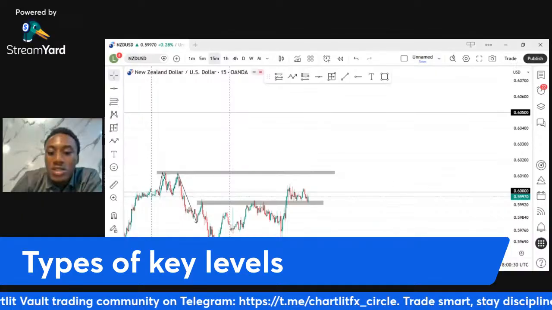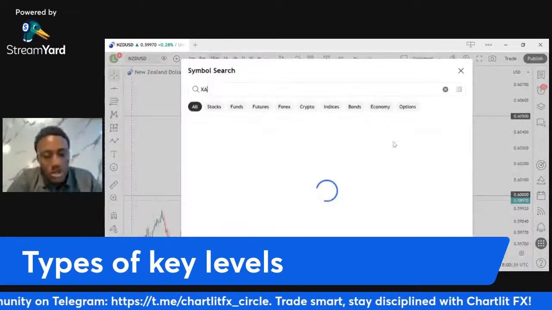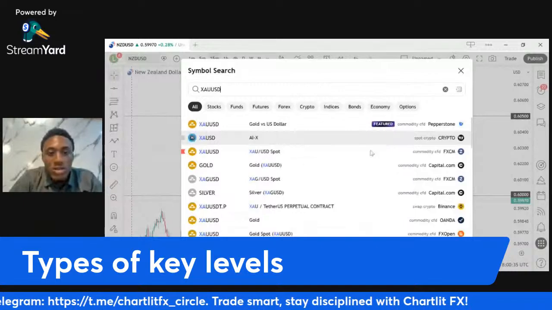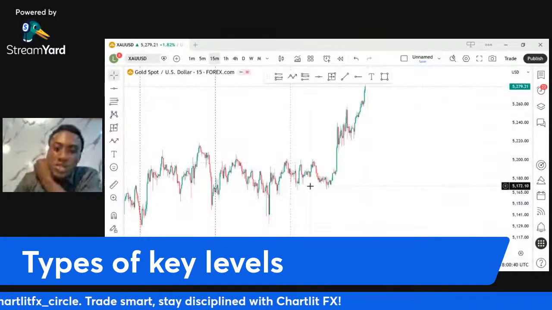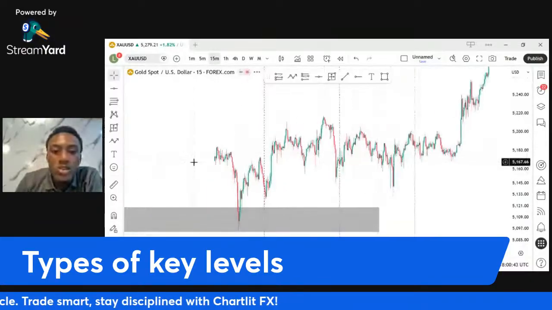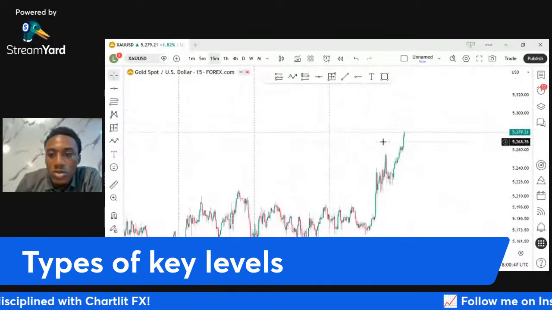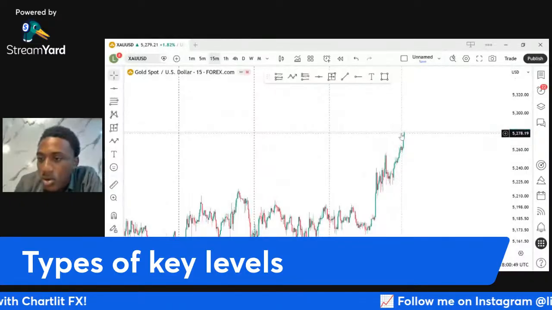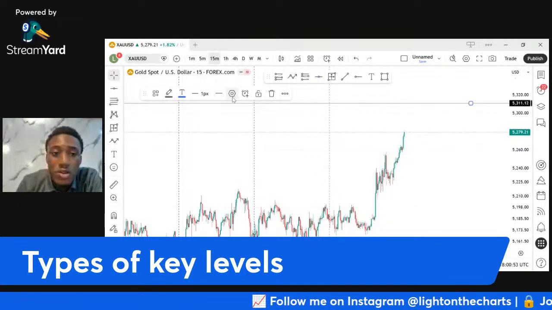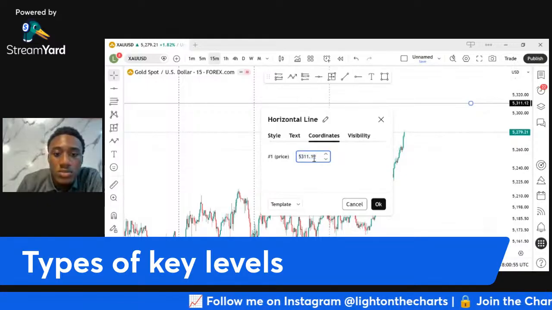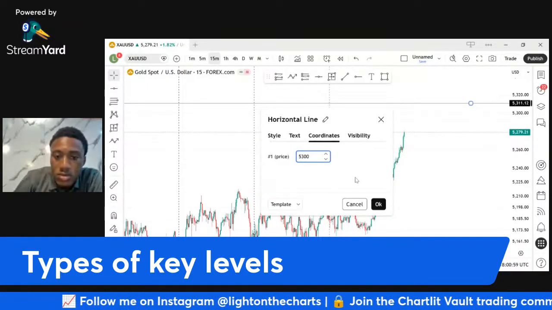Let's go to XAUSD, psychological levels. What's the current market price? The current market price is about 5,200, so the next psychological level will be 5,300. You can plot as many as you like.